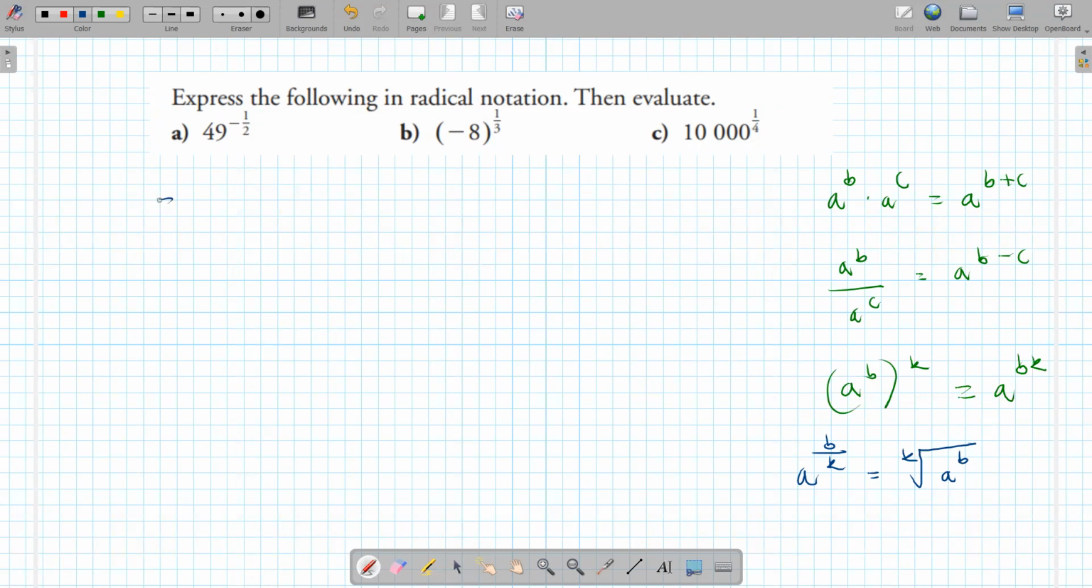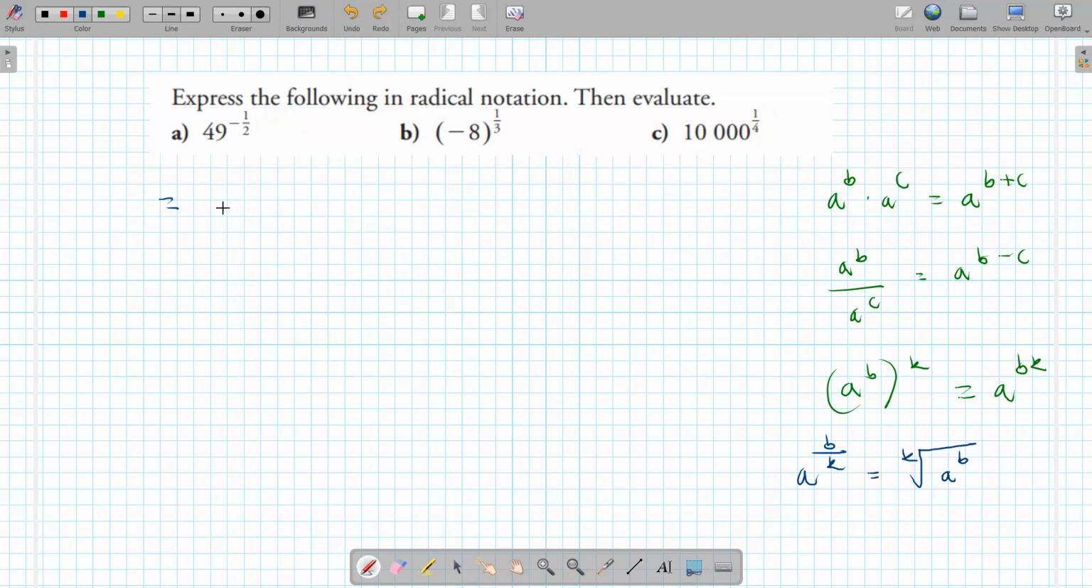All right, let's look at these questions. Question A, 49 to the power of negative 1 over 2. The question says, first, write it in radical notation. That means you're going to have to rewrite it something like this. There needs to be a root somewhere. What's going to be the first step? You can't change it into the square root of 49 right now. You can only do that if you have a positive exponent. So the first step would be to make the exponent positive.